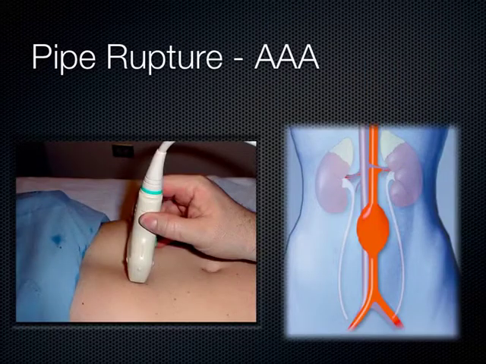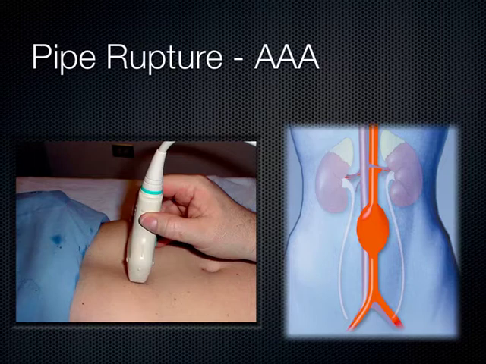Now, with AAA, you're going to have that indicator aimed to the patient's right, and you could use either the C60 or the P21, either the phased array transducer or the large footprint curved probe. Indicator aimed to the patient's right, and what you're looking for is either a fusiform or a saccular aneurysm. What's the difference? A fusiform aneurysm is one that is concentrically dilated, okay? A saccular aneurysm is where you have an aneurysm hanging off to the side of the aorta.